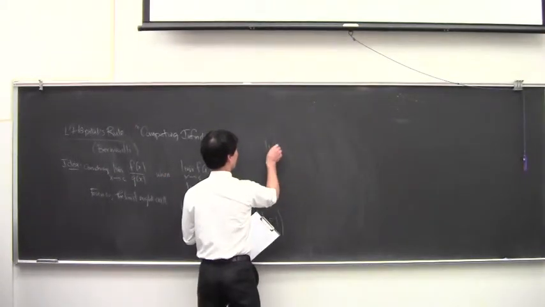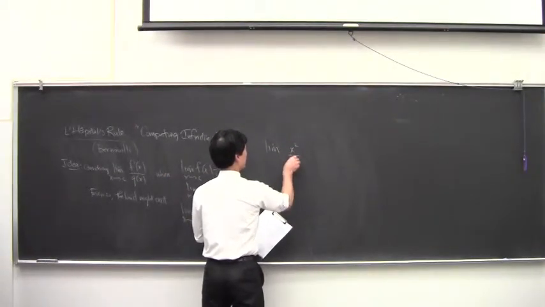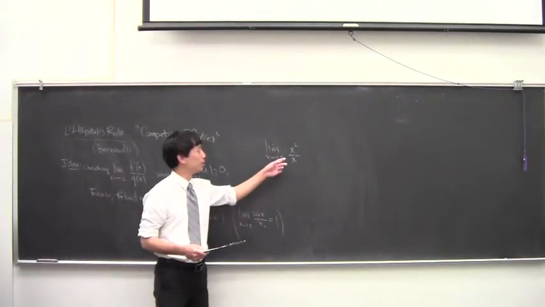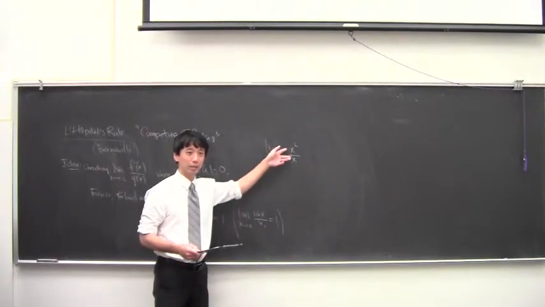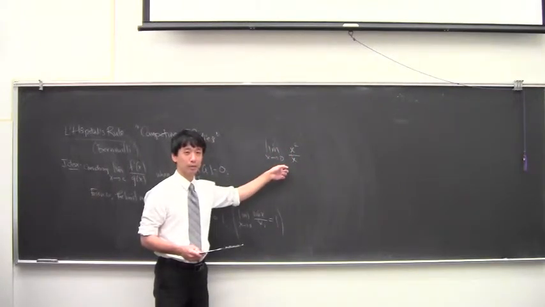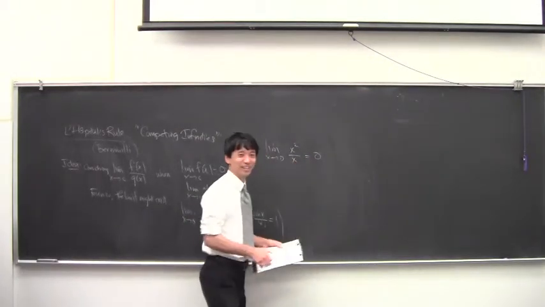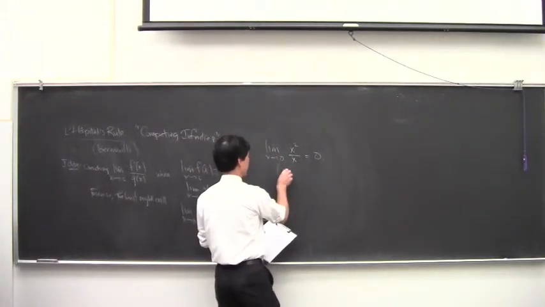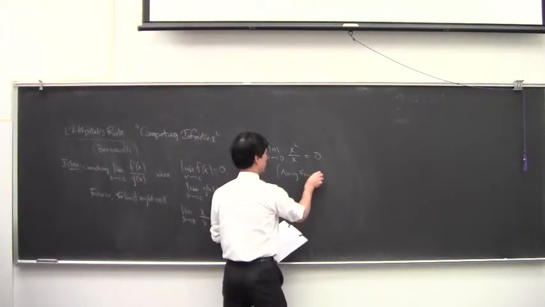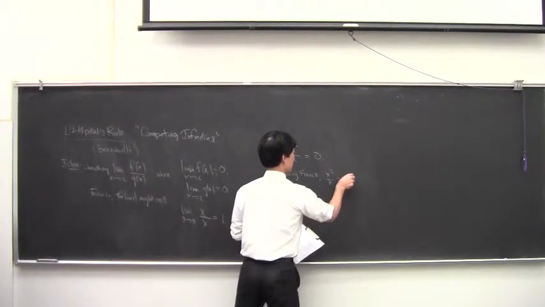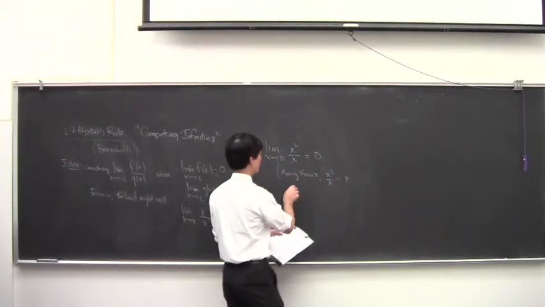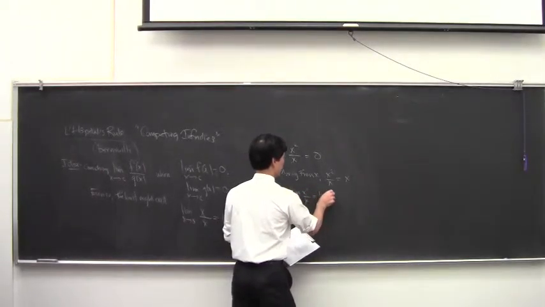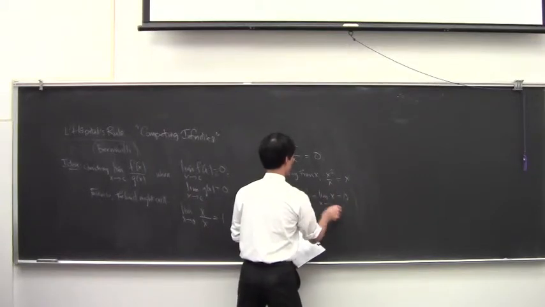But what if I look at this? This also becomes, if I plug it in, 0 over 0. But what's the limit here? 0. The limit here is 0, right? Because away from 0, x squared over x is just x. So this limit is the limit of x as x goes to 0. So that's 0.